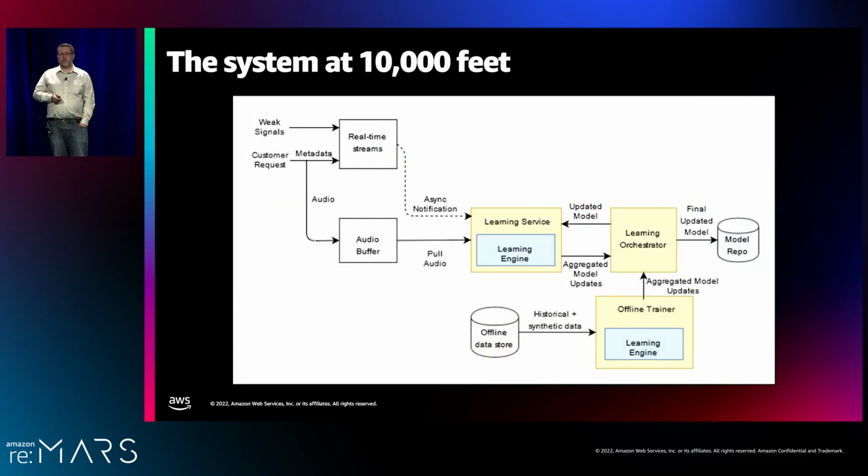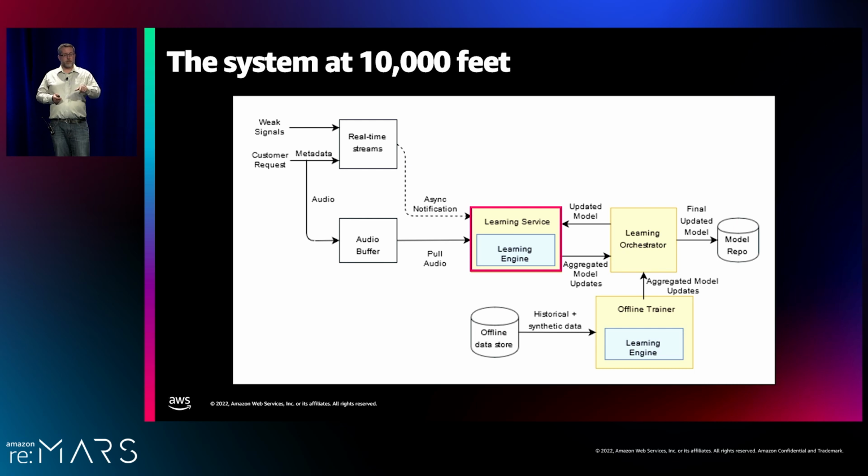This is our high-level view of our system. And I'm going to focus on 3 components here. The learning service, that's that real-time learning service that's computing the model updates. And you can see on the left, we have real-time streams feeding into the service, whether it be customer requests or those weak feedback signals that we use for weak supervision.